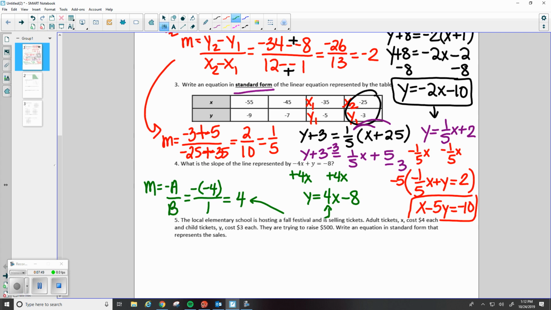So if I know that my sales are for adult tickets, they're X, and that's $4. The children's tickets are $3. Then I'm going to end up getting 4 times X. I want to add it to 3 times Y, and the amount that I want to have at the end is 500. Done. It's that simple. So that's the first page.